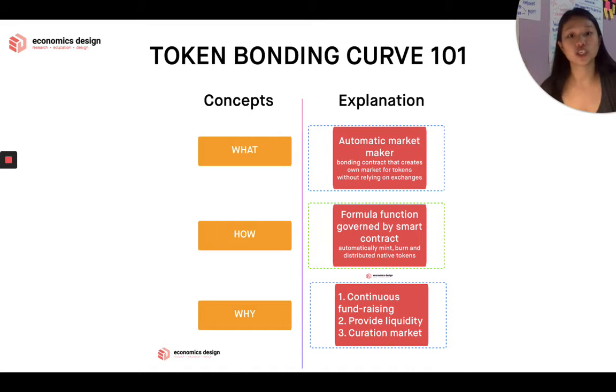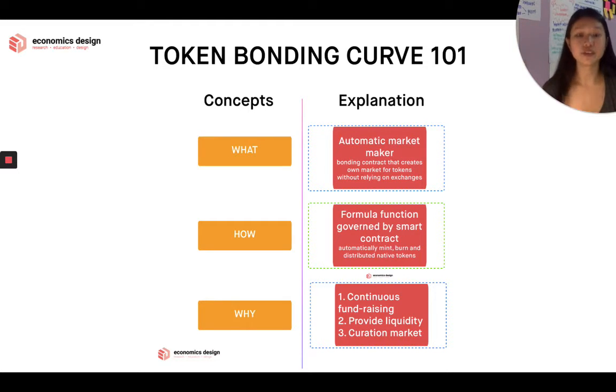So it's an automatic market maker. You don't need to go to an exchange to do that. The system itself does that. It's governed by a mathematical formula and controlled by smart contracts. How? As I mentioned, a formula function is governed by a smart contract, and then it will just automatically mint, burn and distribute the native tokens.